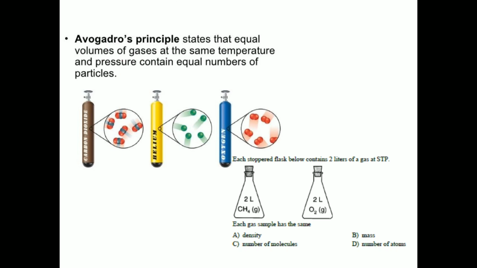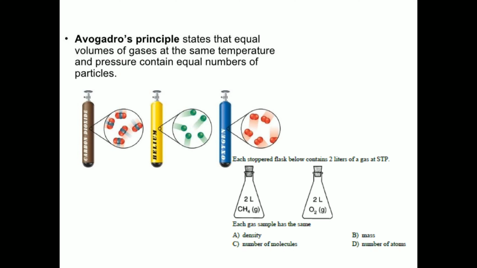The idea of a mole was derived from Avogadro's principle, which states equal volumes of gas at the same temperature and pressure will always have the same number of particles. This is regardless of formula. We know that formula affects mass. Let's look at this Regents question.